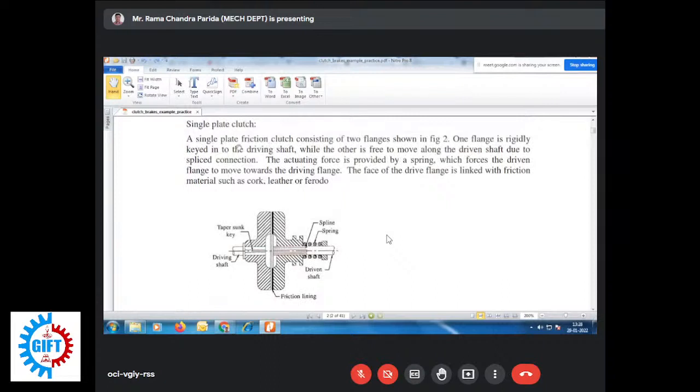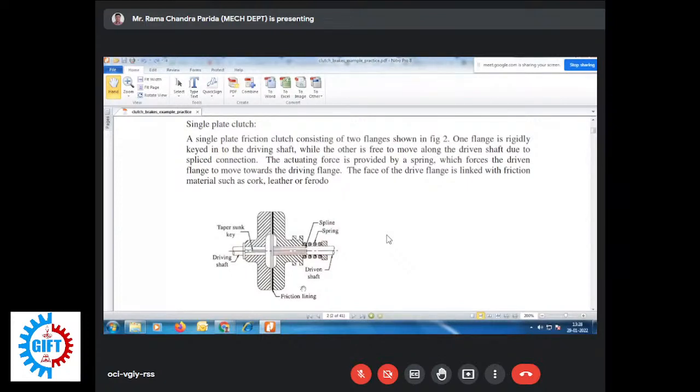It is a friction clutch. Okay, remember a single plate friction clutch consists of two flanges as shown in the figure. Two flanges. Okay, one flange is rigidly keyed to the driving shaft. The left one is connected to the driving shaft. Visible or not?